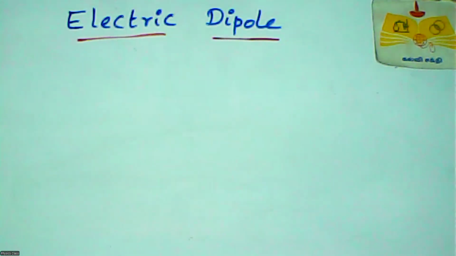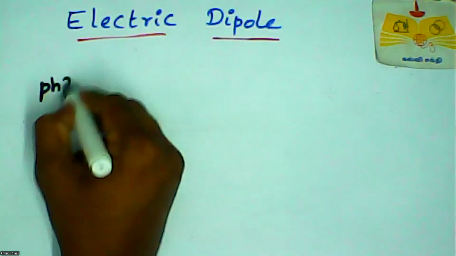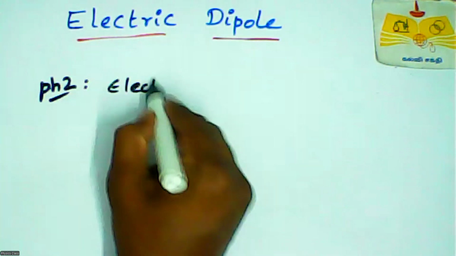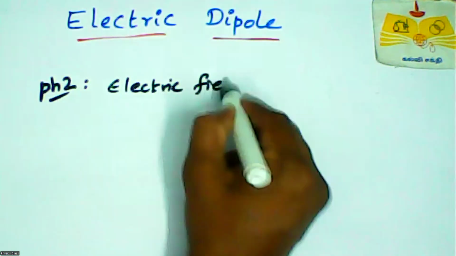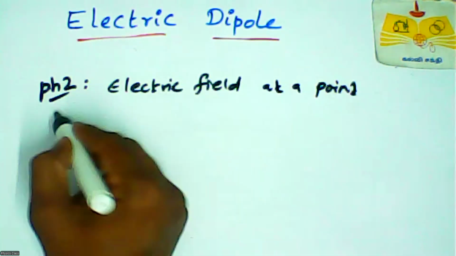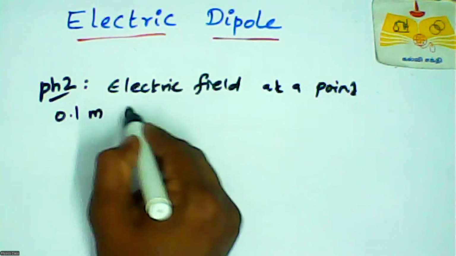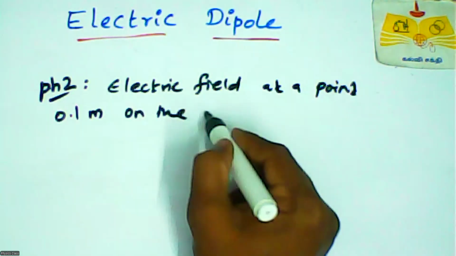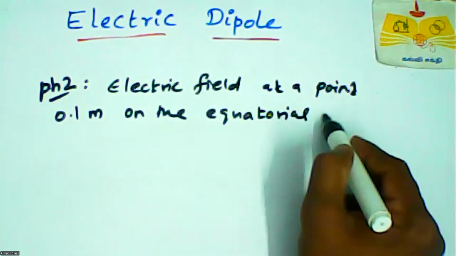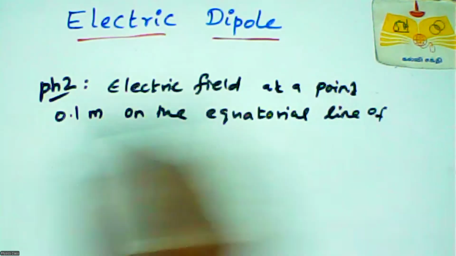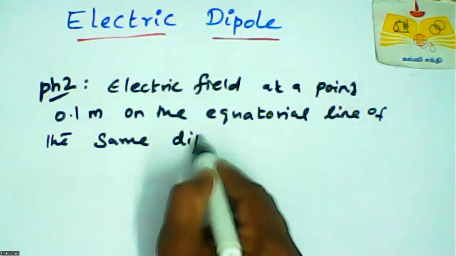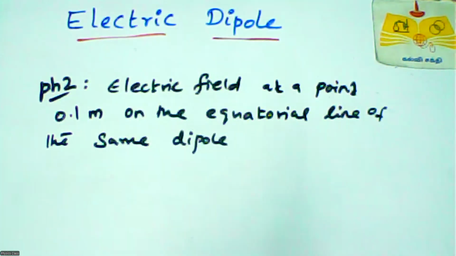For problem number 2, let's find the electric field at a point 0.1 meter on the equatorial plane, for the same dipole as in problem number 1. So the same scenario as in problem number 1.